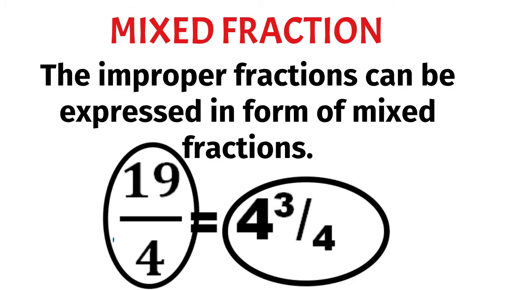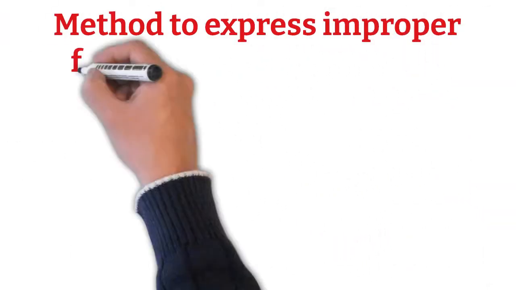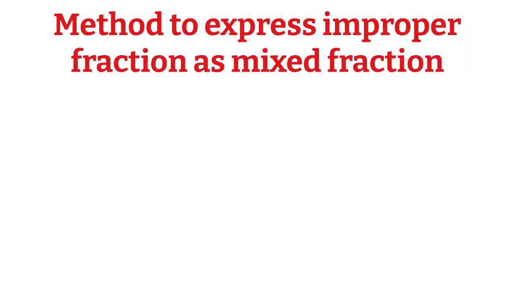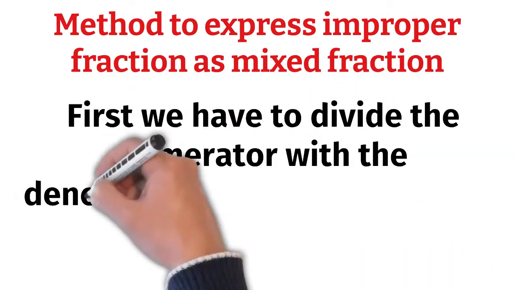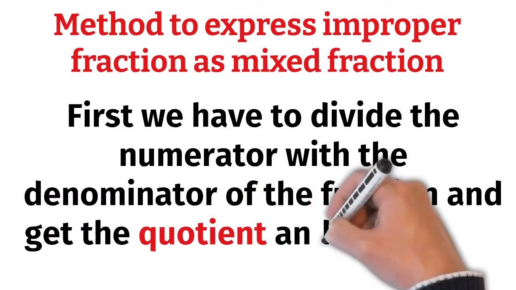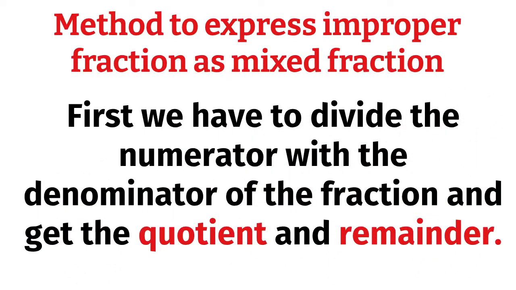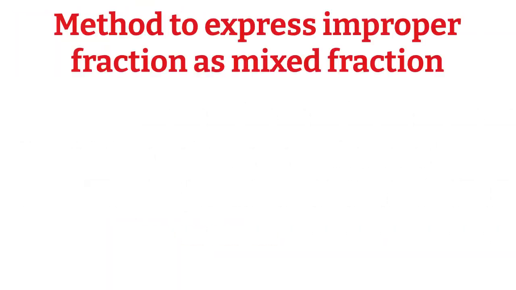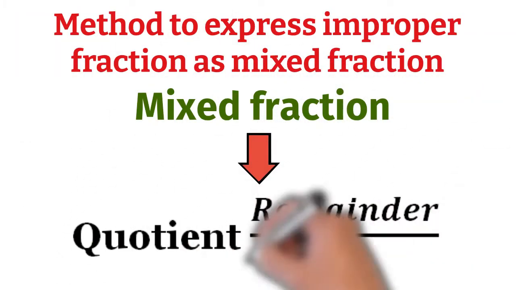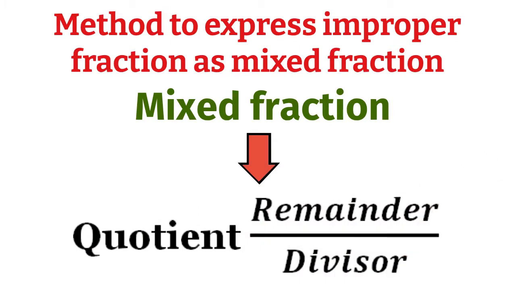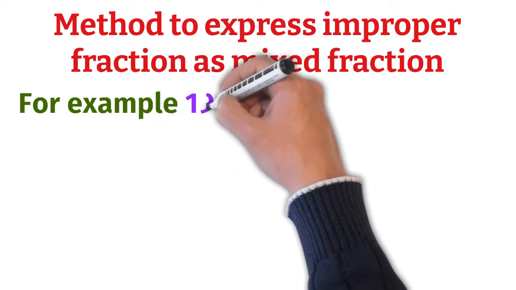Now let's know how to express an improper fraction as a mixed fraction. First, we have to divide the numerator with the denominator of the fraction and get the quotient and remainder. Now, the mixed fraction will be written like this: quotient as whole and remainder by divisor as part. Let's understand it through an example.